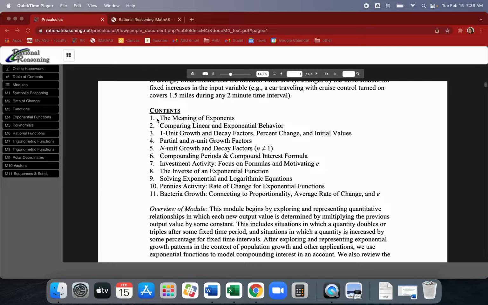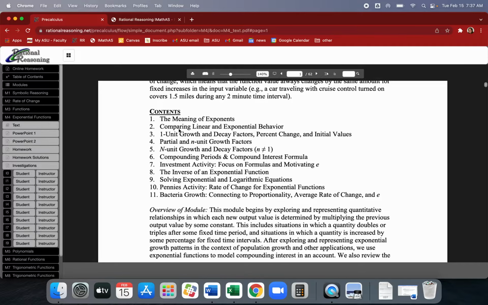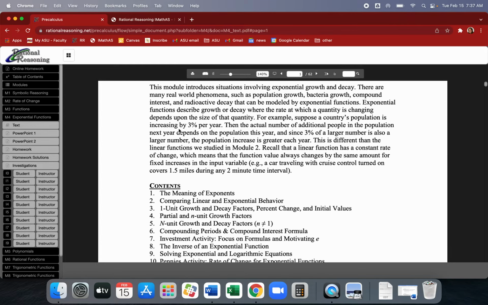You can see the topics that we're going to cover, this is just the chapter in the book. Again, remember that in this rational reasoning site, there's all those investigations, and we're going to look at pieces of a couple different ones today. But this is just the text part. This is module 4. I just clicked on the text because I had this list of topics here.